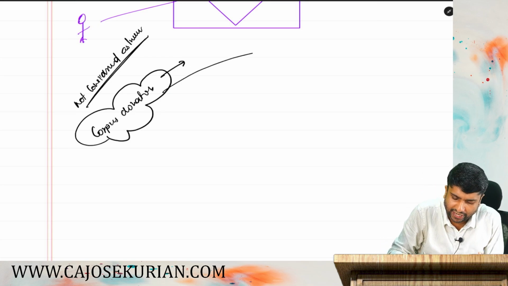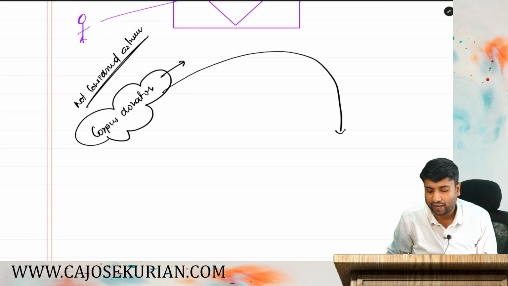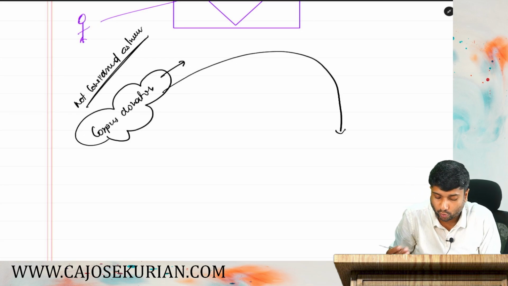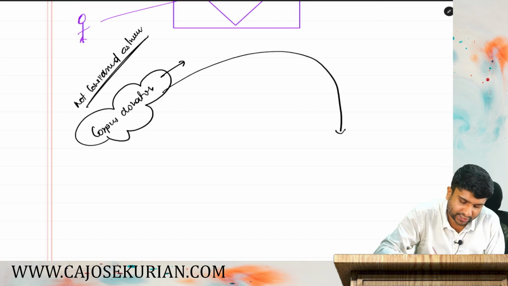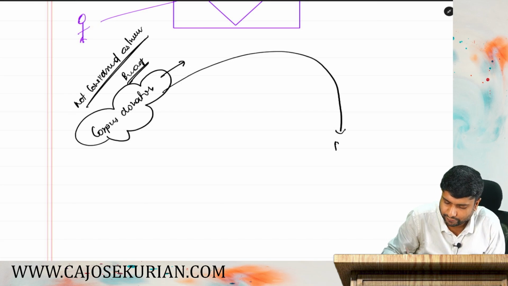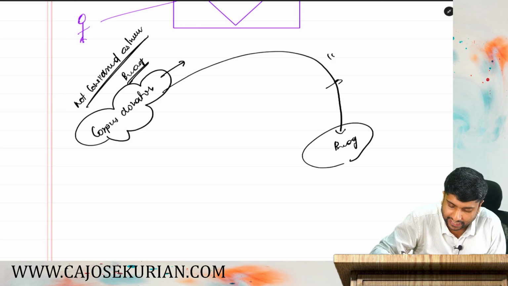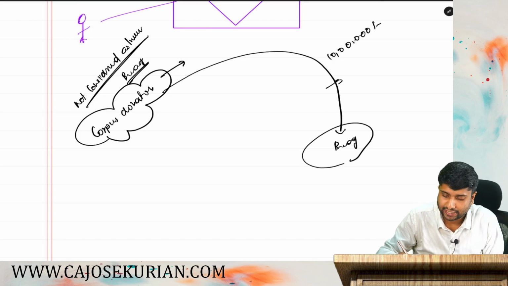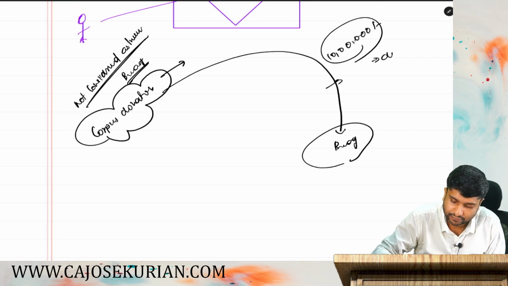Now you have applied this corpus donation. Say for example, this donation you got for construction of a building, and you have applied it for constructing the building. Now my question is, say 10 lakh you have applied for construction of building. Can you claim this 10 lakh as a deduction? The answer is no. Why no?